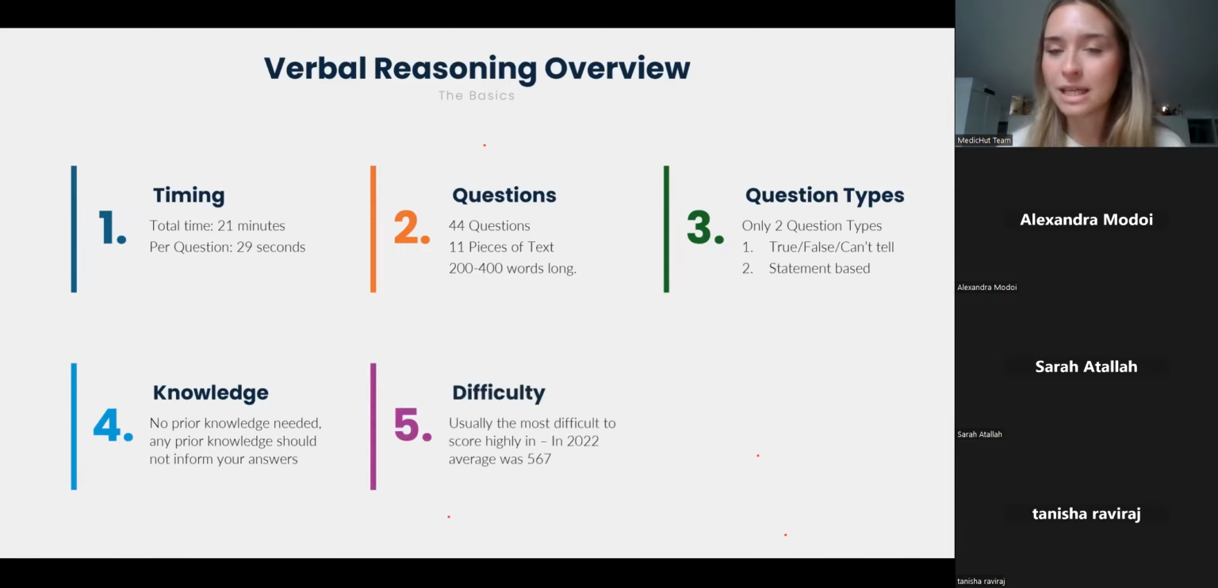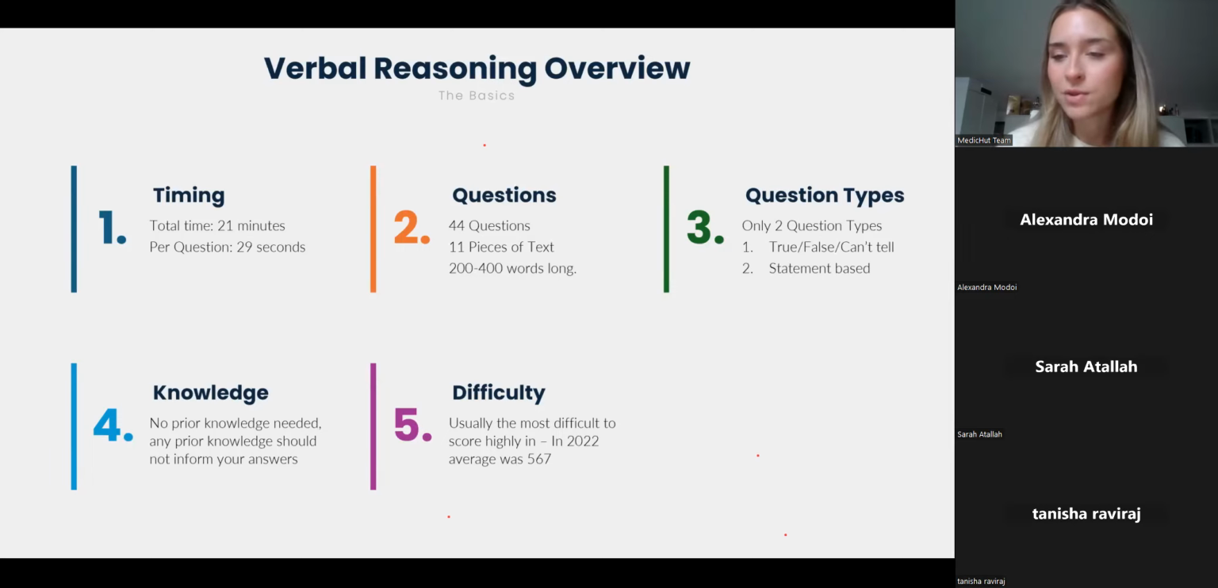In terms of difficulty, this is probably one of the most difficult sections of the UCAT. I personally found it the most difficult, and just according to numbers and looking at previous years, 2 years ago, the average score was 567, which was the lowest scoring section on average throughout the whole UCAT. So people do usually tend to find this one a little bit more tricky than the other sections.